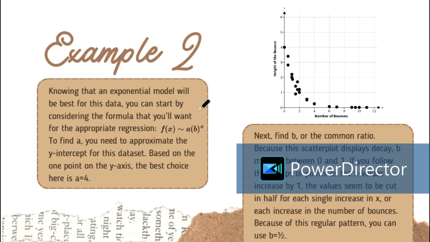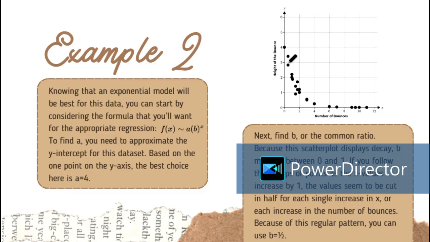Next, find b, or the common ratio. Because this scatter plot displays decay, b must be between 0 and 1. It has to be a decimal point. If you follow the clumps of points as the x values increase by 1, the values seem to be cut in half for each single increase in x, or each increase in the number of bounces. Because of this regular pattern, you can use b equals 1/2.